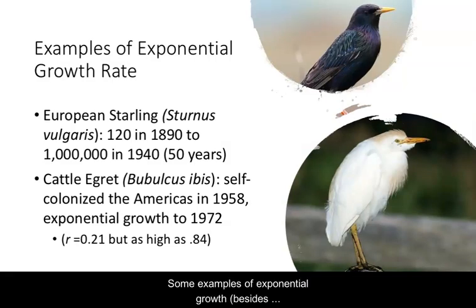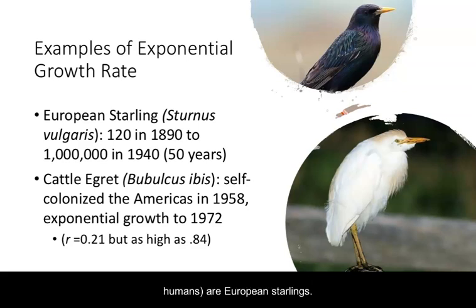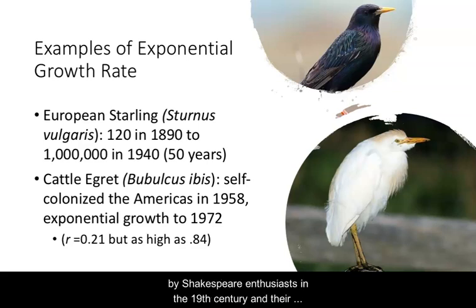Some examples of exponential growth besides humans are European starlings. In North America, of course, they were first brought here by Shakespeare enthusiasts in the 19th century, and their numbers went from 120 in 1890 to over 1 million in 1940, so in less than 50 years. Another example is the cattle egret, which was a self-colonizing bird to the Americas in 1958, and it had exponential growth through to 1972 and had this growth rate up to about 0.84.